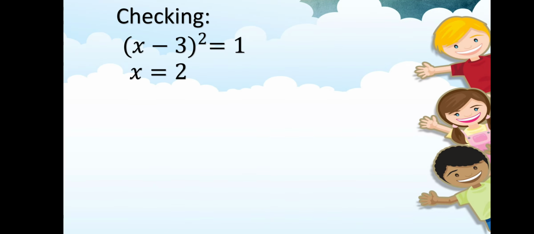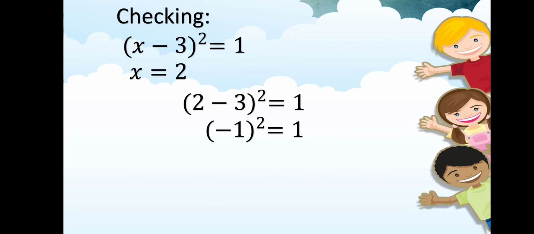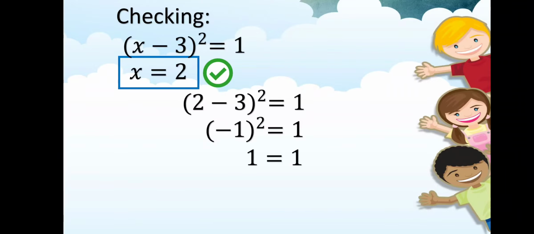Let us check if our answer is correct. So let's substitute 2 in the given equation. So we have 2 minus 3 squared is equal to 1. That will be negative 1 squared is equal to 1. Finally, we have 1 is equal to 1. That means positive 2 is correct.